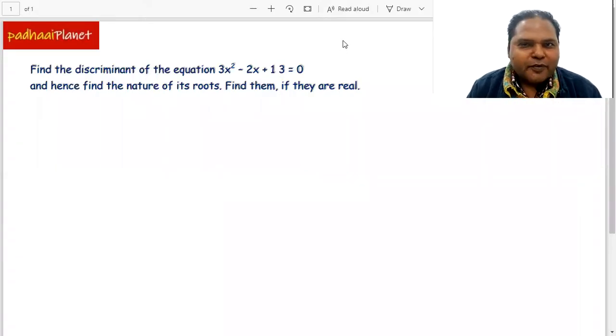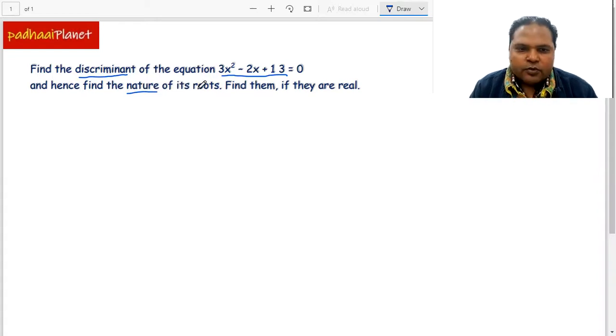So in this video, we have got a question again from quadratic equations. And in this question, what we need to do is find the discriminant of the equation which is given. We also need to find out the nature of these roots, right? Are they real or not real, or simply imaginary? So we have got to find that out also.